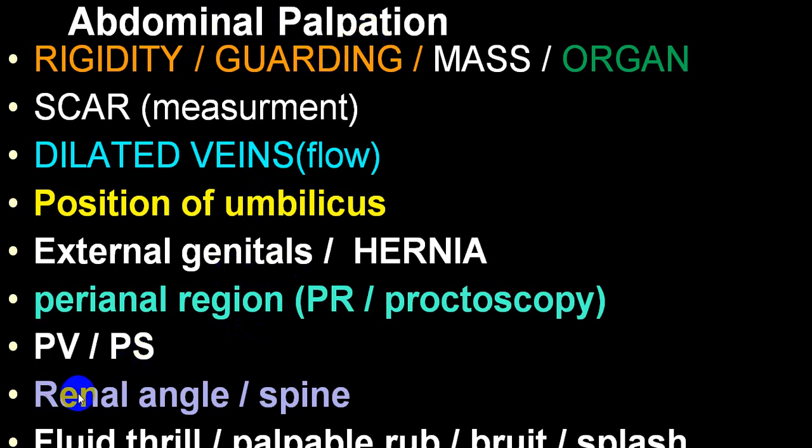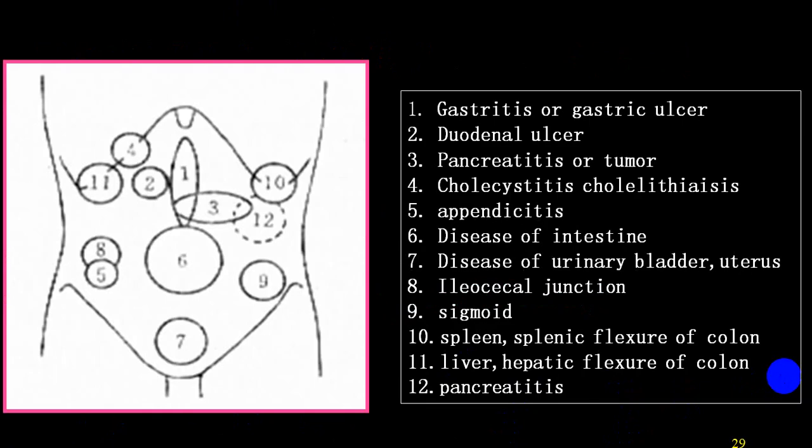And we have mentioned that at the renal angle and over the spine, we'll be looking for any swelling, tenderness, and signs of inflammation. And also, you will examine palpation. You will be looking for fluid thrill, palpable rub, palpable bruit, splash, etc. All those can be examined during palpation. These are all the different areas where you can look for tenderness. At your leisure time, you can go through.